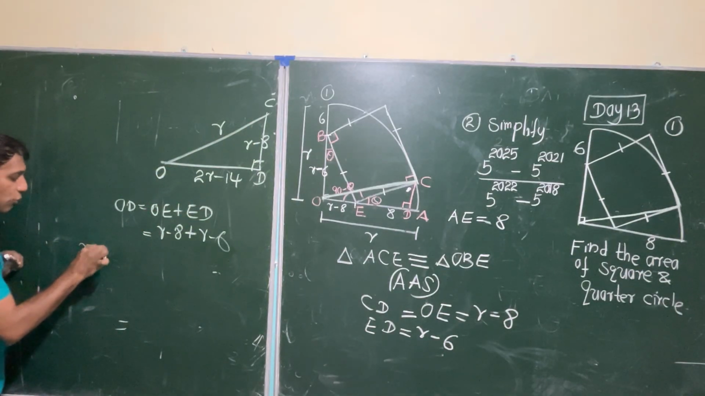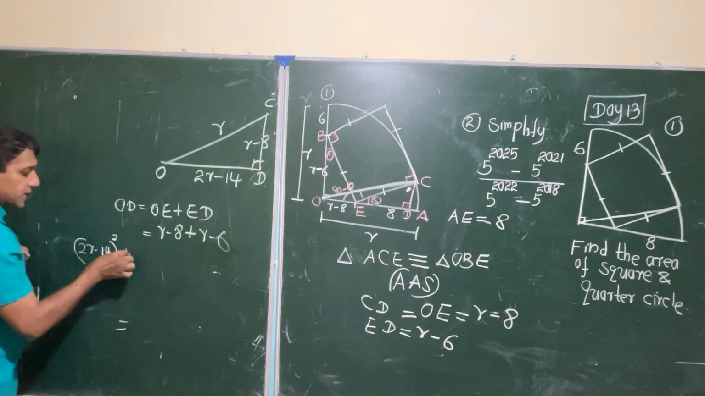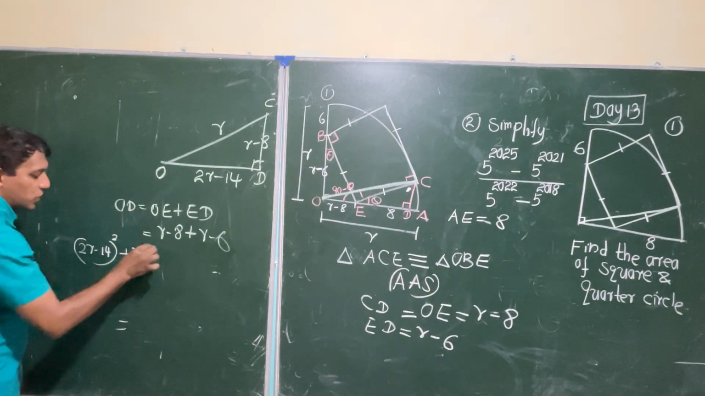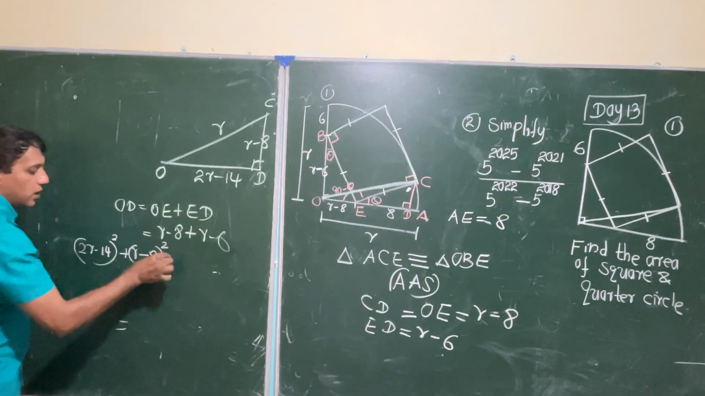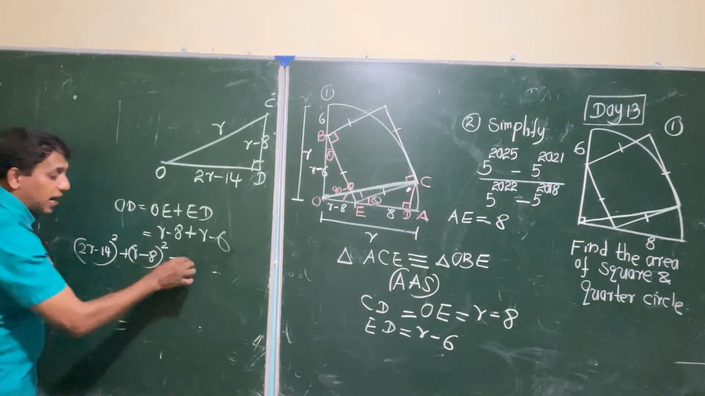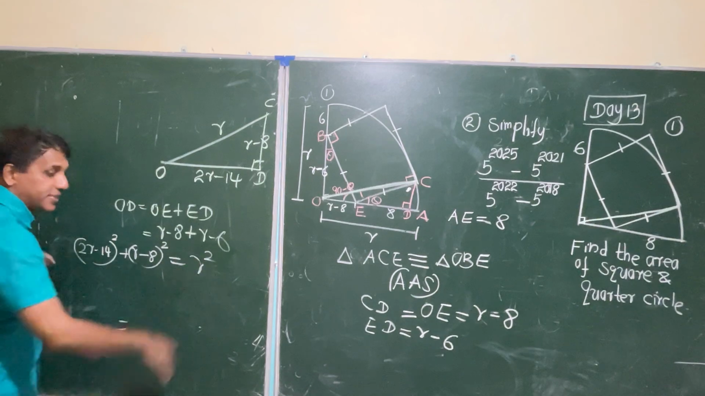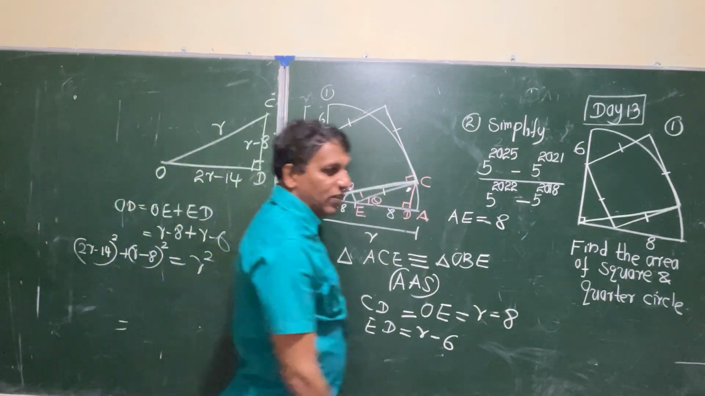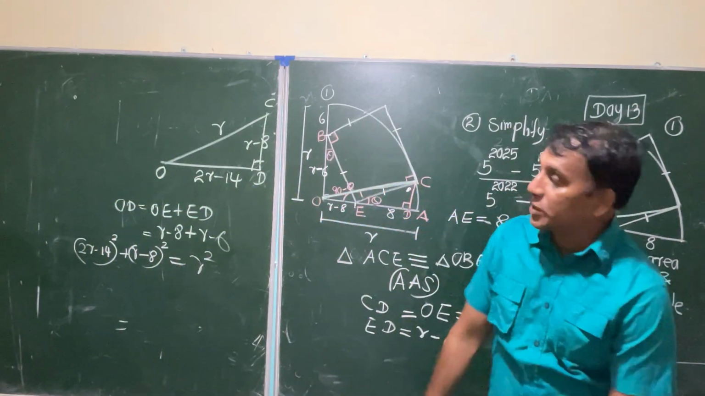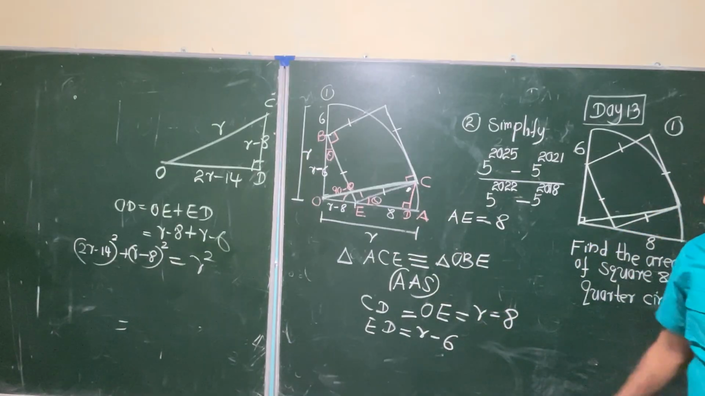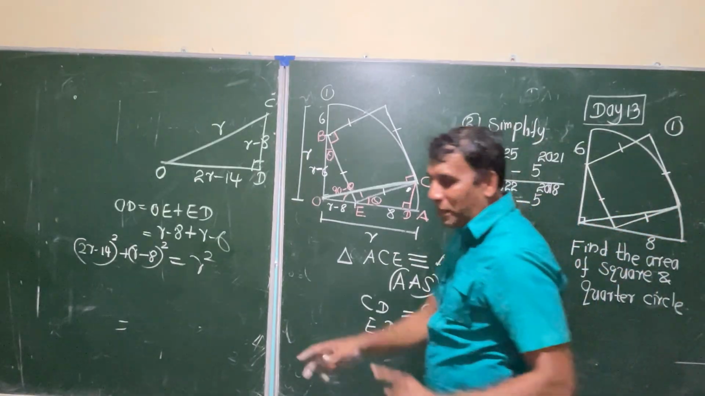(2R minus 14) all squared plus (R minus 8) all squared equals 10 R squared. That's the first step, using the Pythagoras relation. Now apply a binomial expansion.